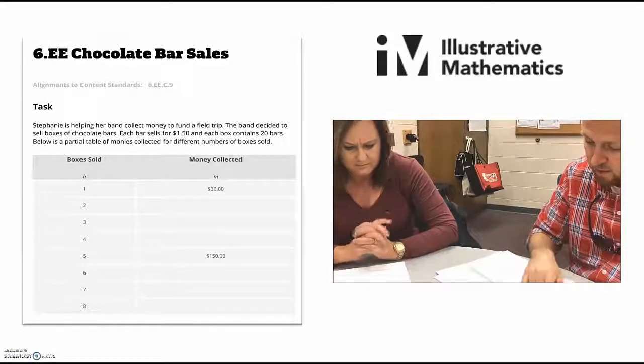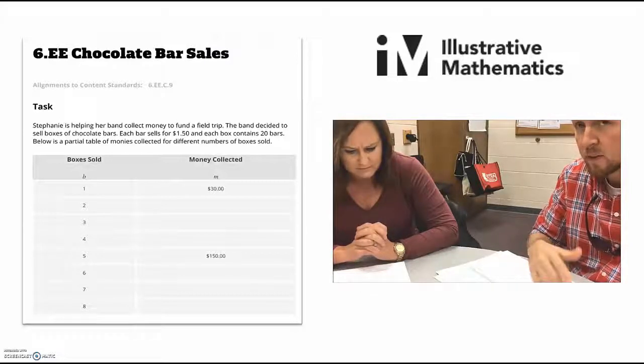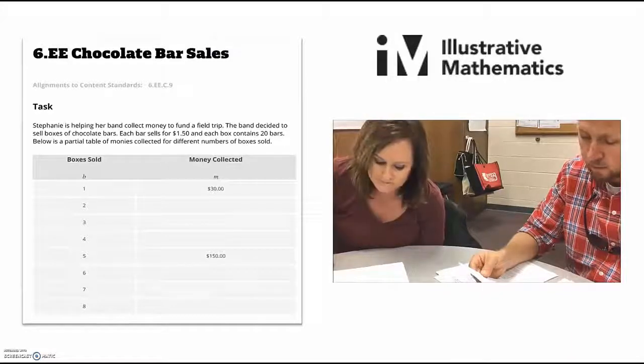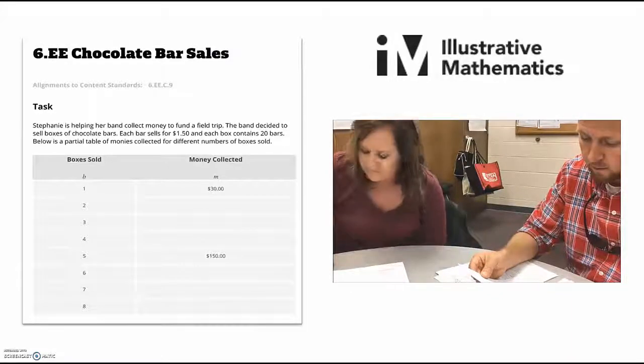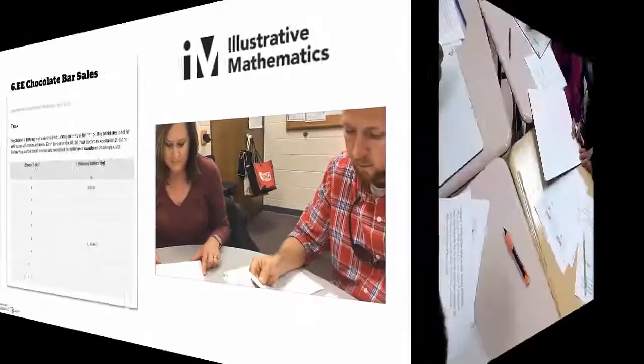Unit rate is for one box sold, they collect $30. So the constant would be the $30. The two, not the 1 and the 30 and the 5 and the 150. So they've got two sets of variables there, and verify that the unit rate is 1 to 30.